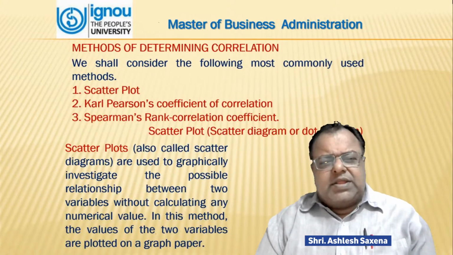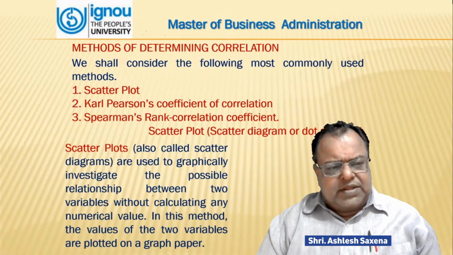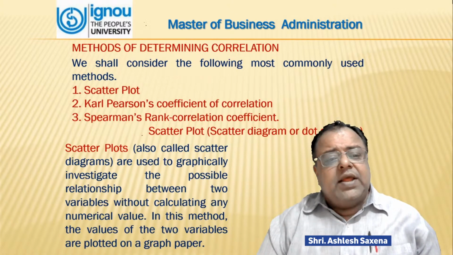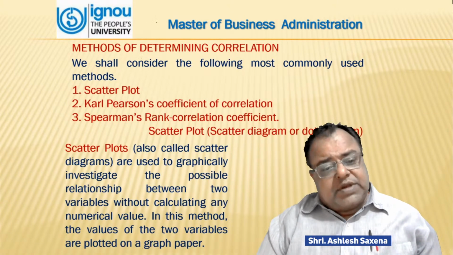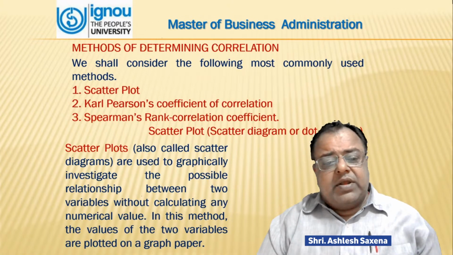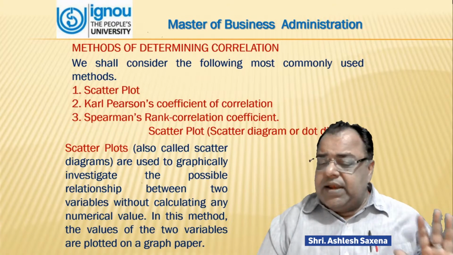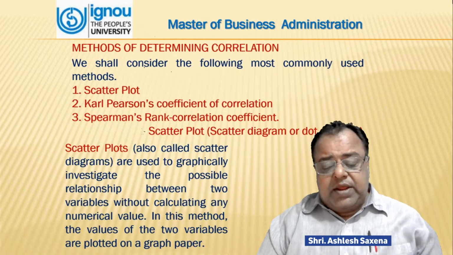What are the different methods for determining correlation? We will be discussing the most commonly used methods, that is scatter plot, Karl Pearson coefficient of correlation, and Spearman's rank correlation coefficient. We start with scatter plot. Scatter plot, also called scatter diagram, is used to graphically investigate the possible relationship between two variables without calculating any numerical value. In this method, the values of the two variables are plotted on graph paper.